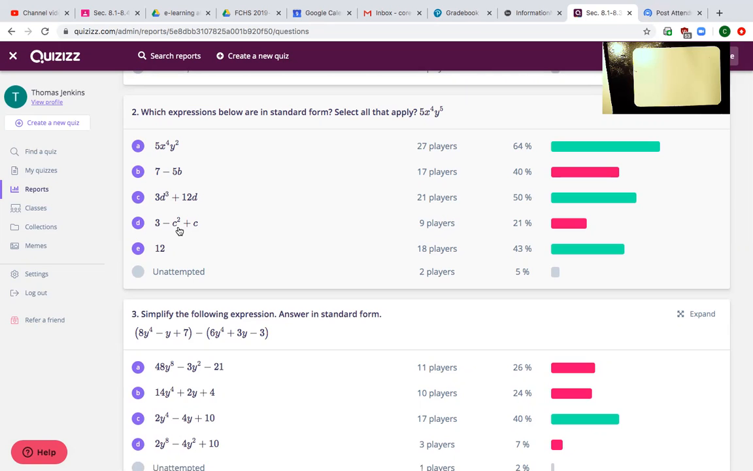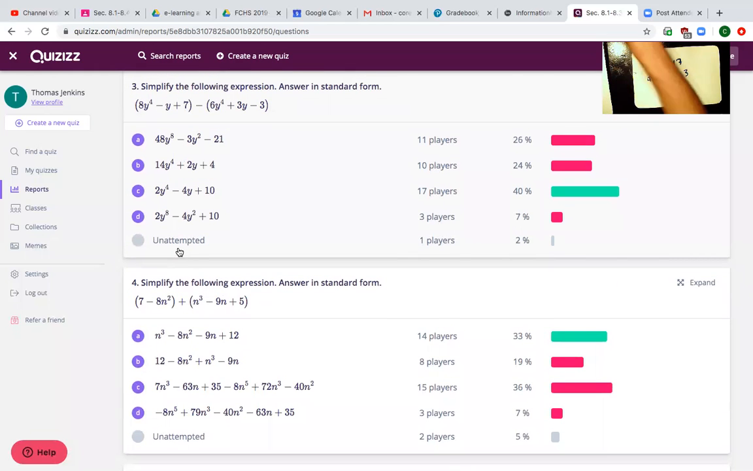I guess I could write that down. To correct it, the reason B was not in standard form is it should say negative 5b plus 7. And then D, to have it in standard form, we'd have negative c squared plus c plus 3. And then E also is in standard form because it's one term. Just to be clear there, the answers were A, C, and E on that one.